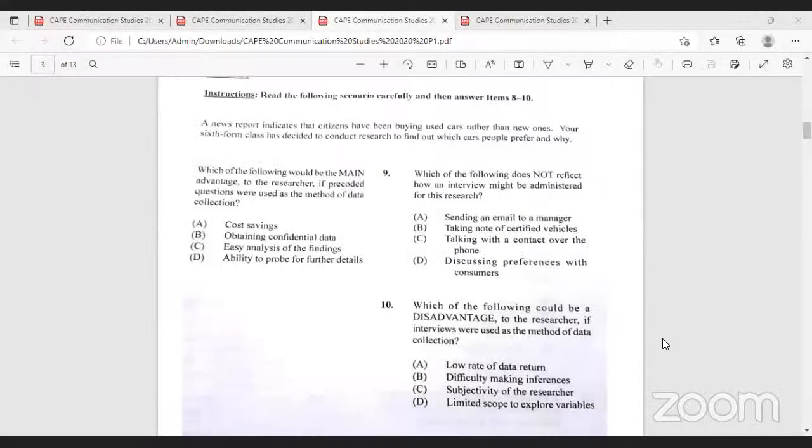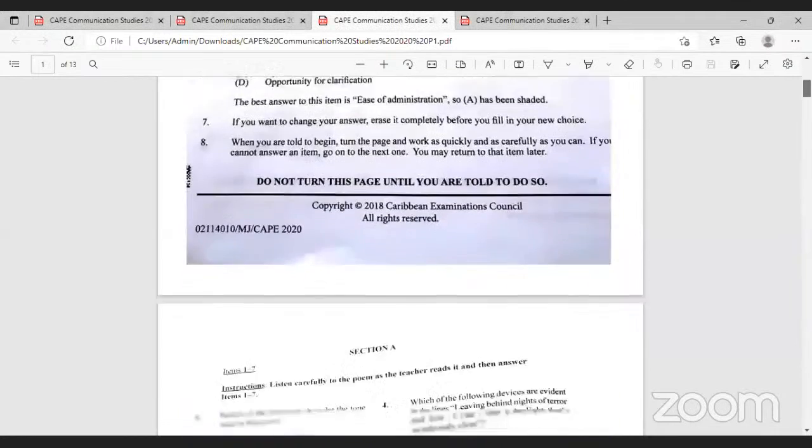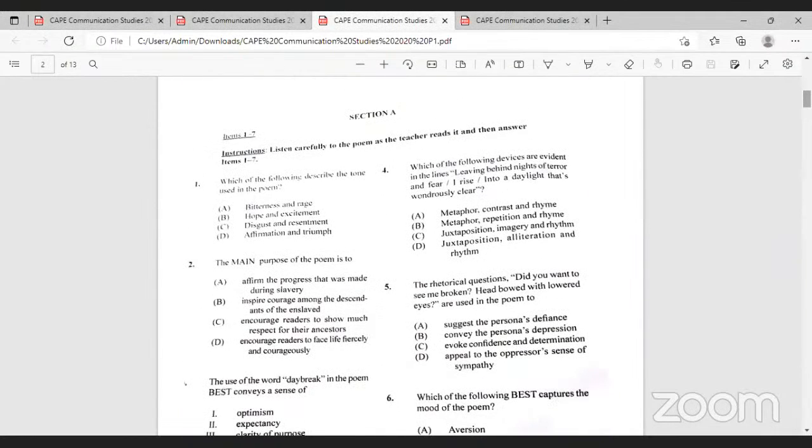Share my screen. So you should see this one, 2020. Unfortunately, I don't have the examiner script, which would allow me to do the first 7 questions, because we're supposed to read an extract and then you answer. I don't have the examiner script for either 2020 or 2021. So we're going to have to exclude those for these papers.